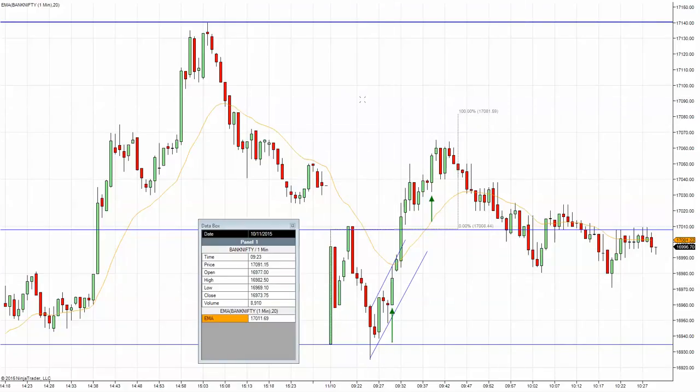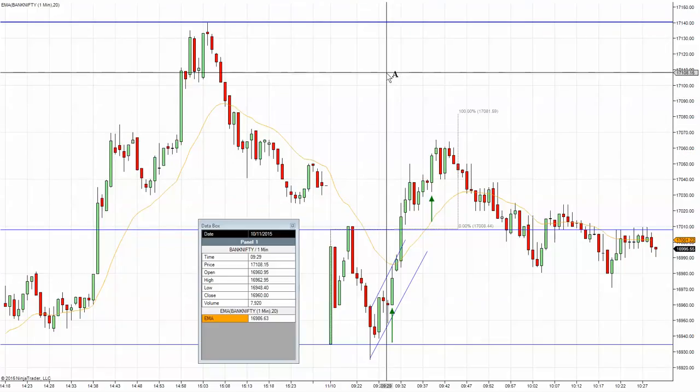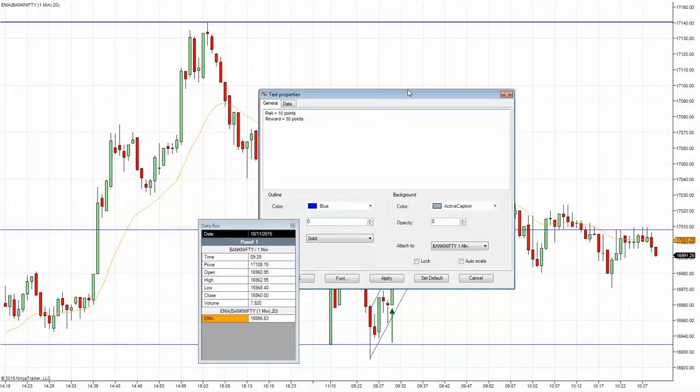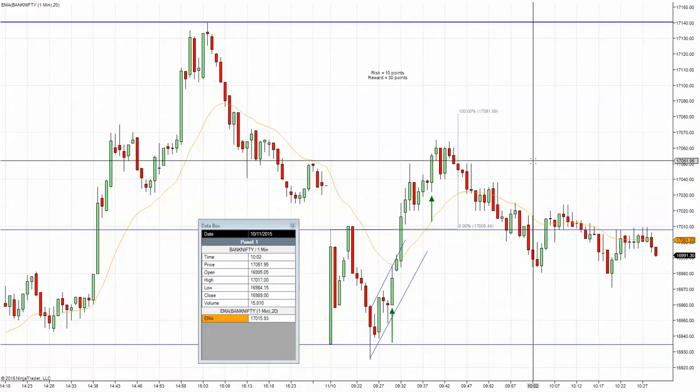And what we are doing here is basically, our risk is equal to 10 points, and reward is equal to 30 points, right? That's what we are trying to do for any trade.